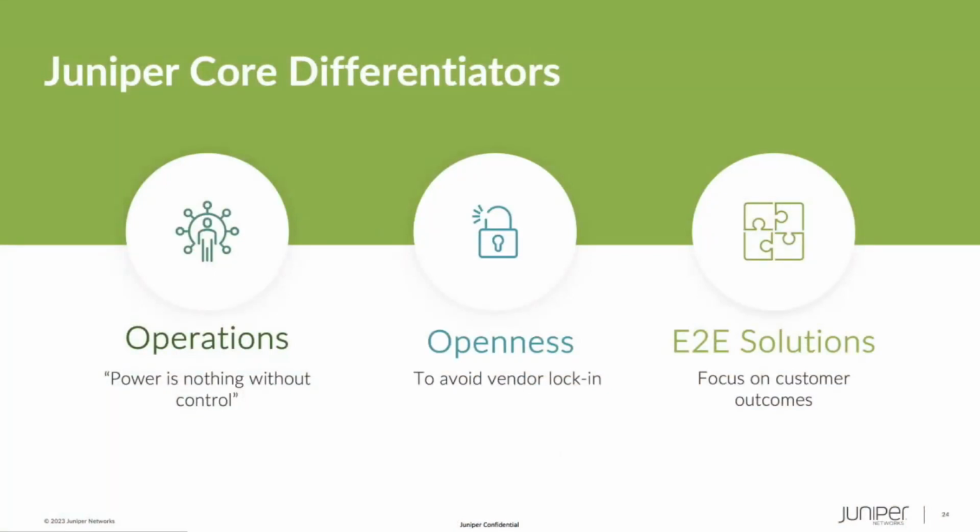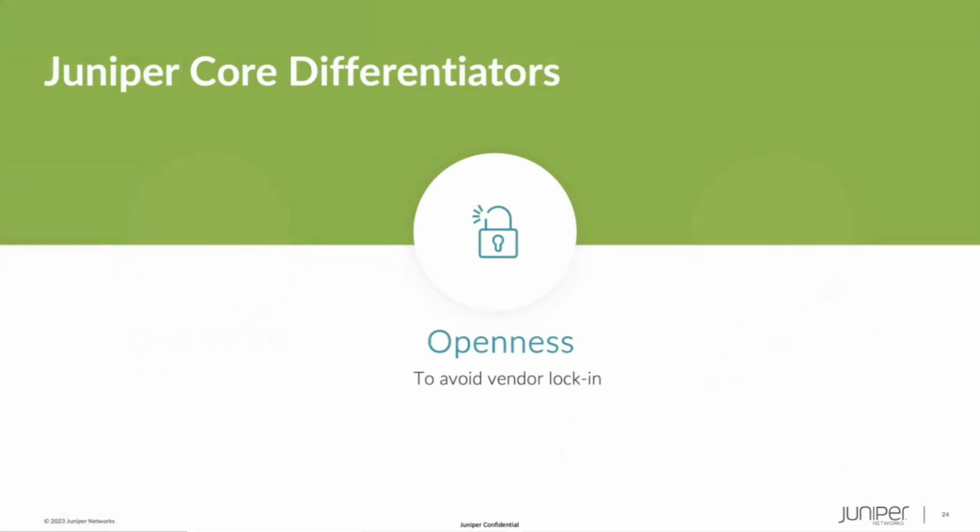So that is operations, and this is very consistent with Juniper's overarching strategy: experience first, leading with operations, which is why they acquired Apstra. This is why they acquired Mist, and that's an area of core competency where we're going to continue to invest. The second pillar of the Juniper data center differentiation is openness.